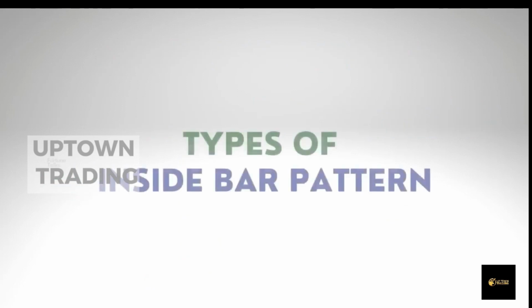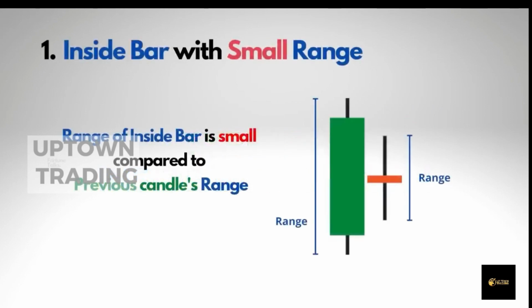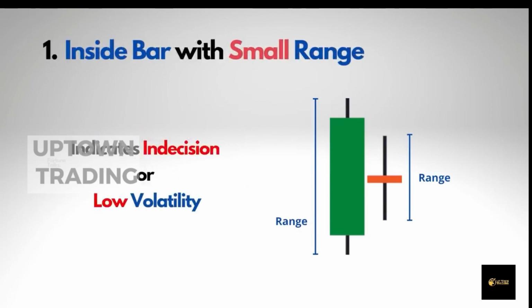However, not all inside bars are created equal. There are different types of inside bar patterns formed in the market. Let us take a look at a few of these. The first type is an inside bar with a small range. So this is a standard inside bar where the range of the candle is small and it is covered by the prior candle. Now this tells you that there is indecision or low volatility in the market. We will talk about this further in this video.